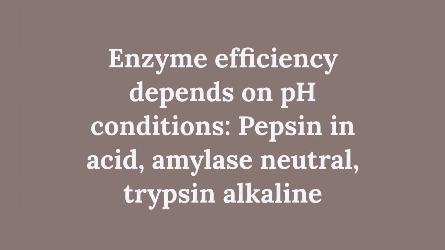Enzymes adapt to specific pH conditions in the body. Pepsin functions optimally in the stomach's acidic environment. Salivary amylase works best at neutral pH. Trypsin operates efficiently in the slightly alkaline small intestine. These adaptations ensure maximum enzyme efficiency.